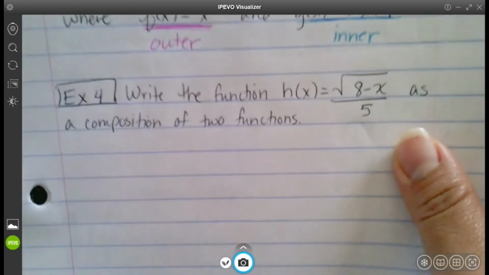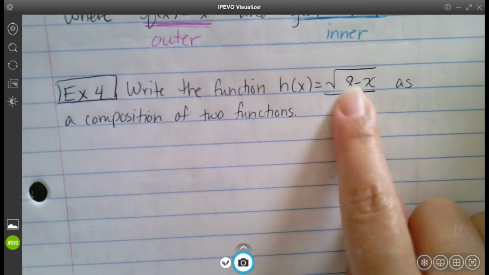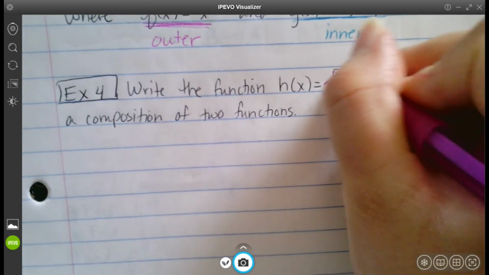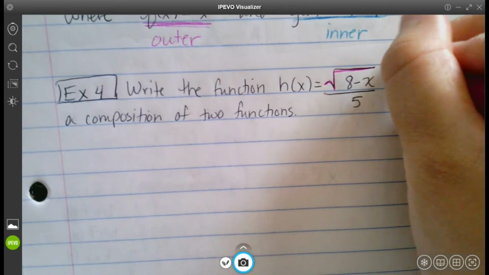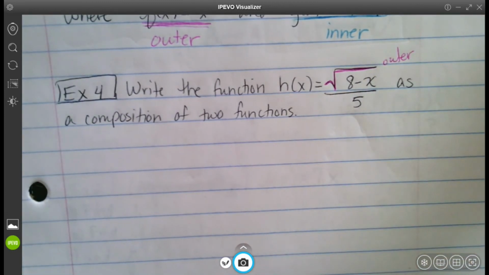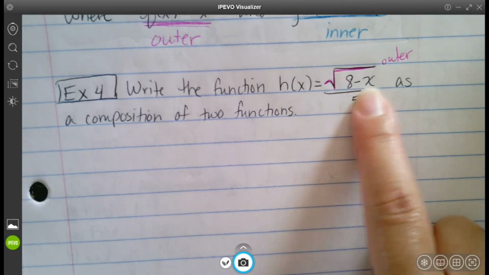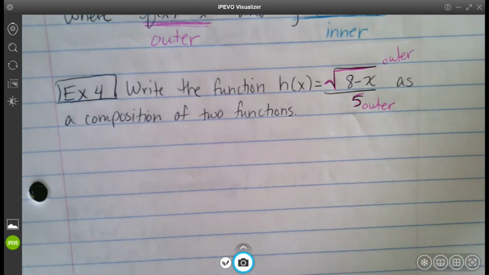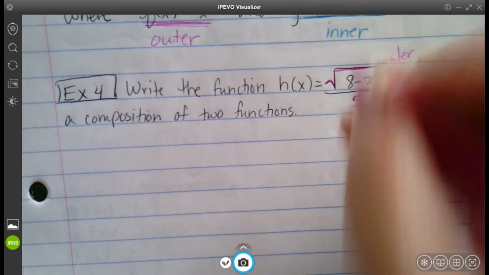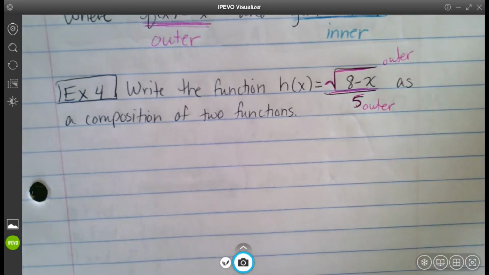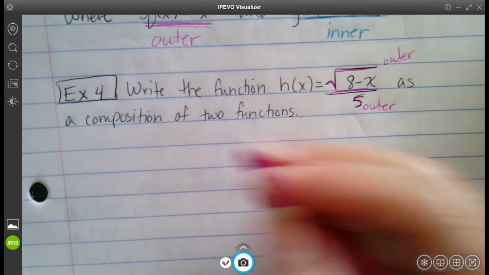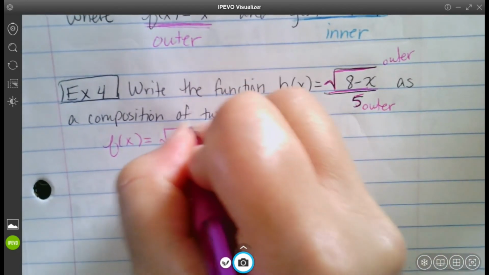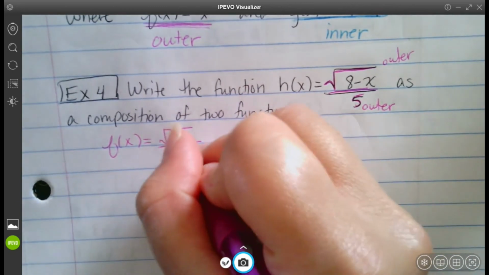So I do see a square root in here, and I see something inside the square root. That's going to be my first clue. I think this square root is part of the outer function because it's on the outside. The 5 is not inside the square root, so the 5 is probably also part of the outer function, whatever that is. And since all of the outer stuff is probably going to be my f of x, let's try that. Let's say f of x is equal to the square root over 5.